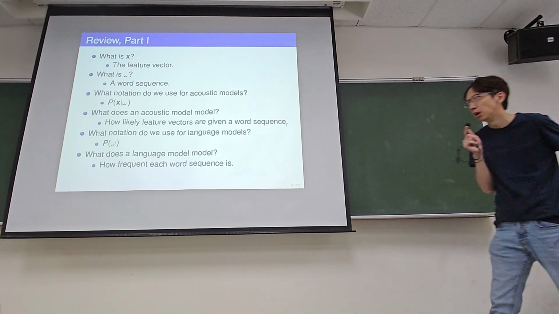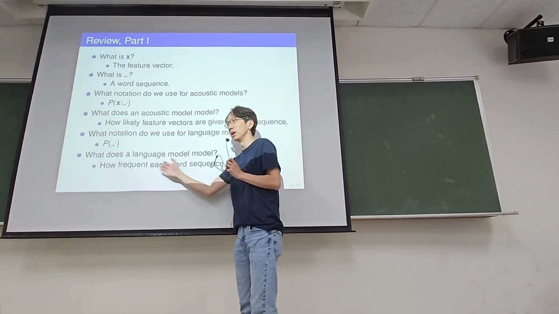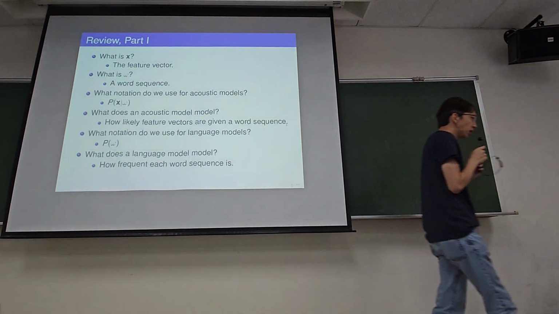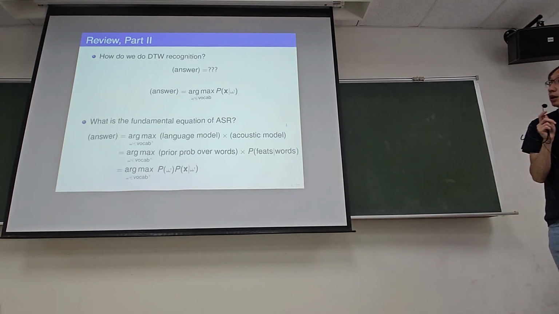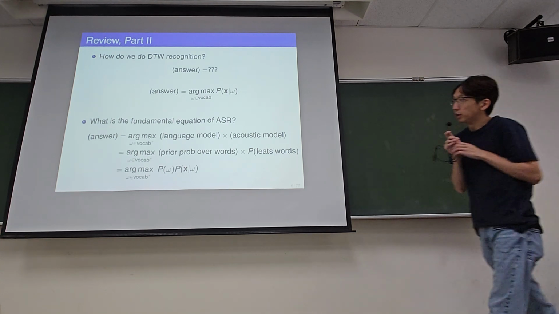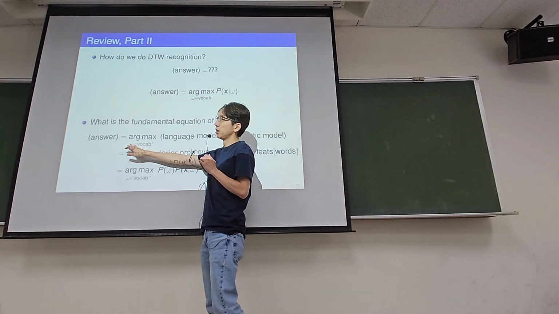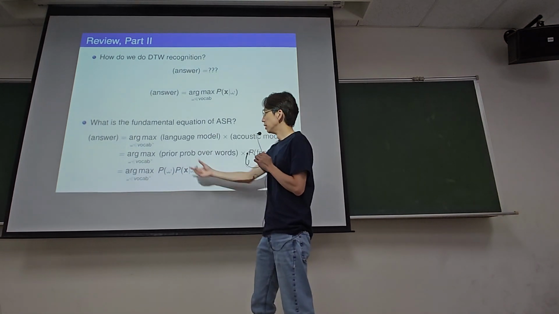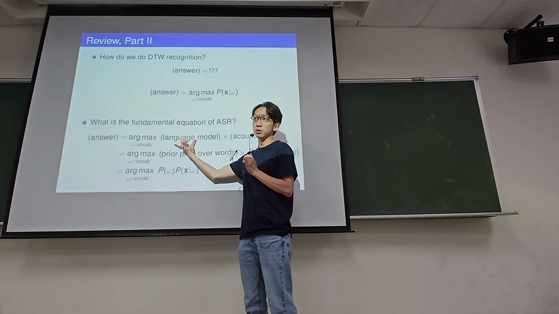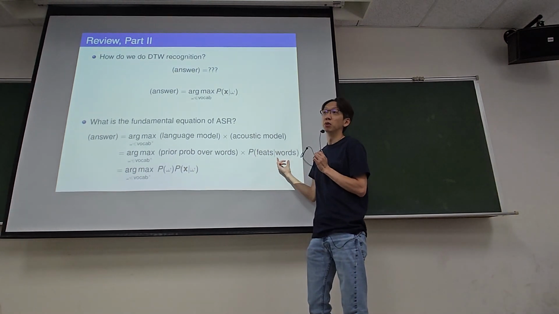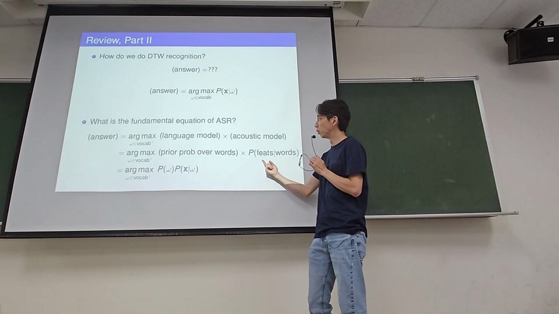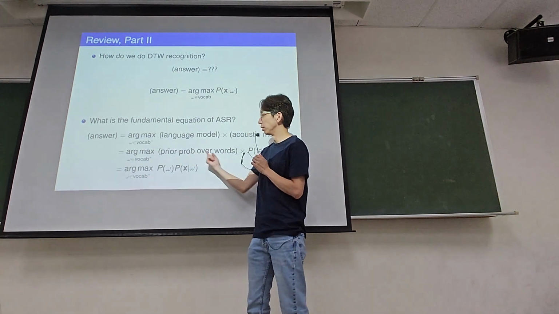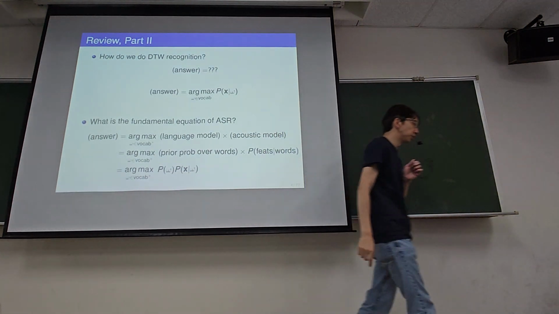So what does a language model do? It basically tells you how frequent a word occurs, how frequent a sequence of words occurs. That's practically the essence of a language model. This is the fundamental question: argmax of W over the set of all vocabularies, the language model multiplied by the acoustic model. This is the prior probability over words, which we call the language model. This is the probability of the features given the word: given this particular word, the way you sound it is your observation. And the language model gives you the prior probability of the word, P of W, and P of X given W.